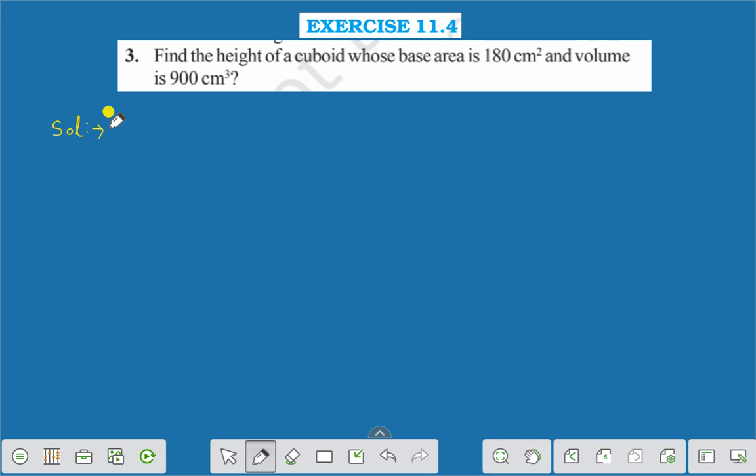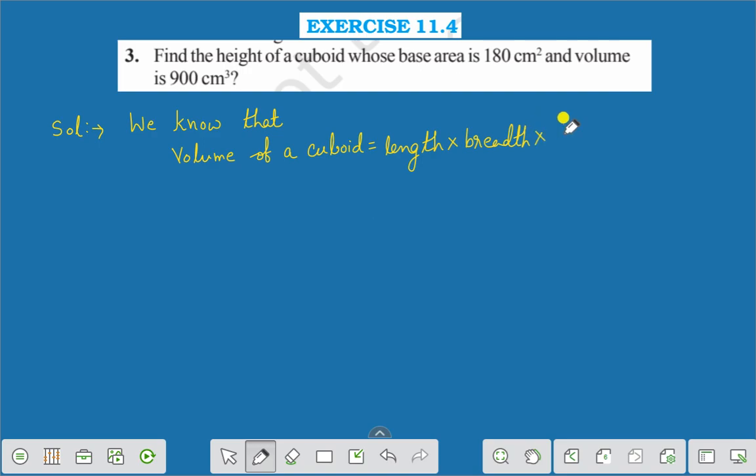We know that the volume of a cuboid is equal to length into breadth into height.